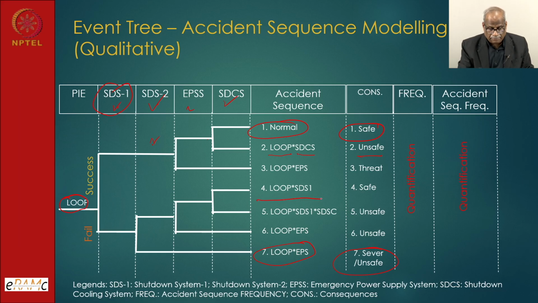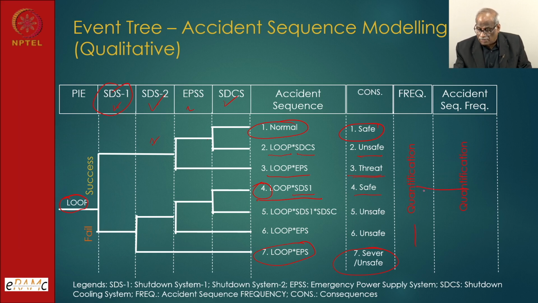Let's say, for example, event number 4. You have the accident sequence number and their characterization, and then you have consequences: safe, unsafe, threat. Threat means that it will happen after some time. Loss of offsite power and emergency power supply system: if that has come, there is a threat to safety. And if loss of offsite power has come and shutdown system 1 has not come, but shutdown system 2 has come, it is a safe state. So that way you analyze everything, you have consequences, you have frequency.